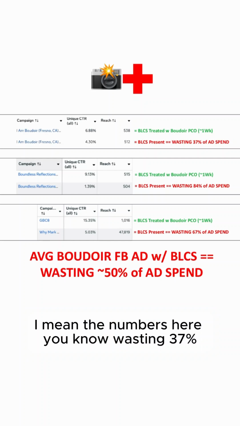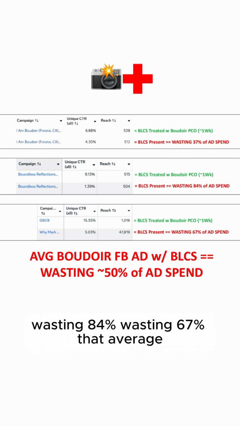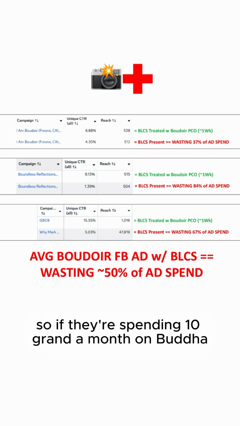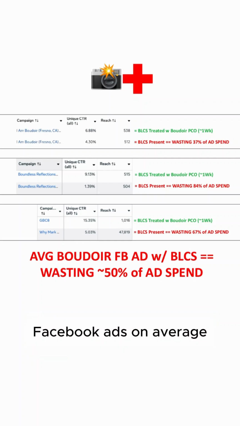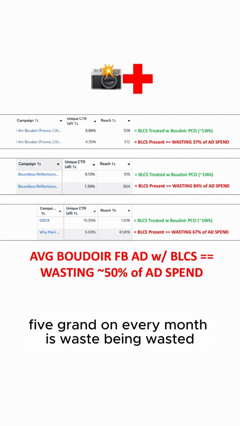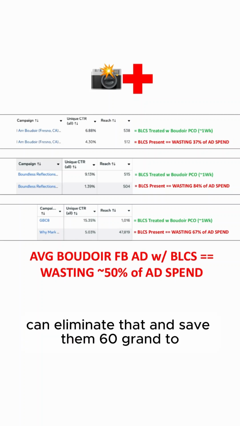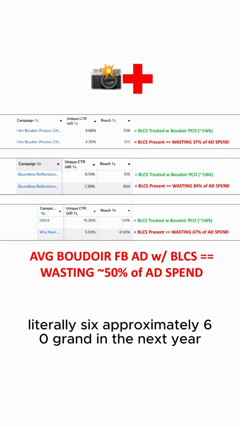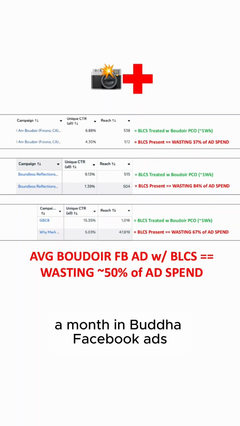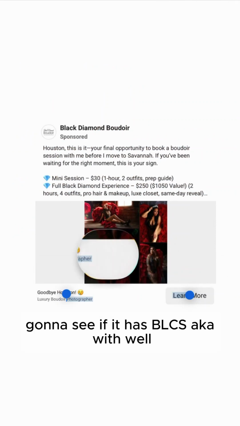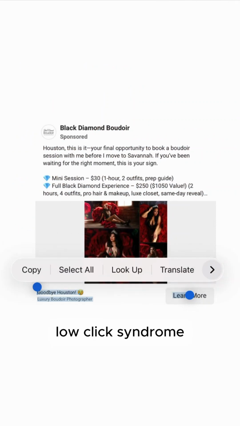The numbers here: wasting 37%, wasting 84%, wasting 67%. That average is probably somewhere between 50 to 60%. So if they're spending 10 grand a month on Boudoir Facebook ads, on average 5 grand every month is being wasted, thrown down the drain. And we can eliminate that and save them approximately 60 grand in the next year if they're spending at least 10 grand a month on Boudoir Facebook ads. So I'm going to diagnose this one. We're going to see if it has BLCS, aka Boudoir low click syndrome.